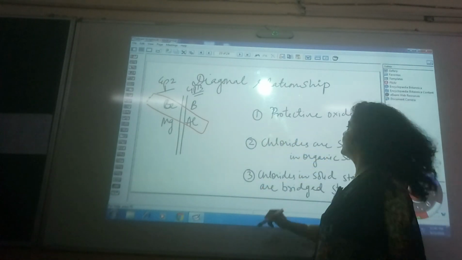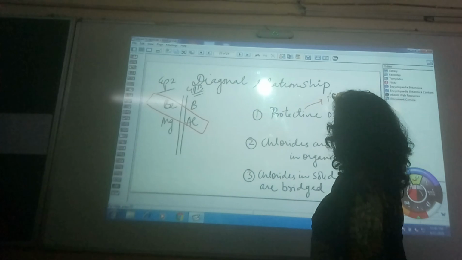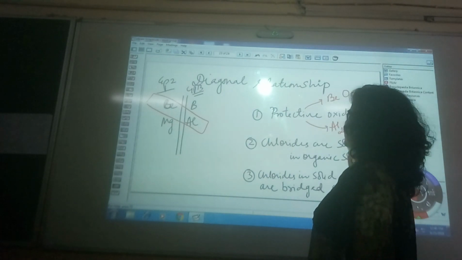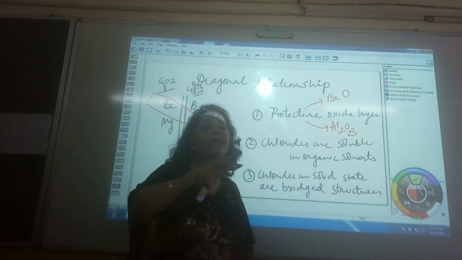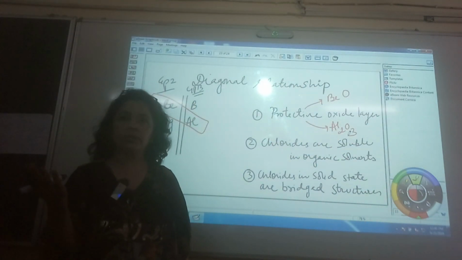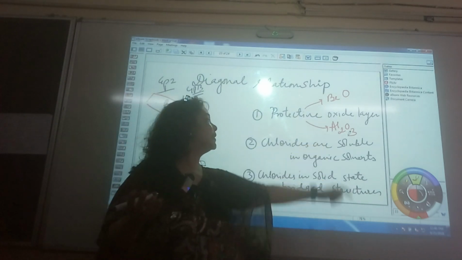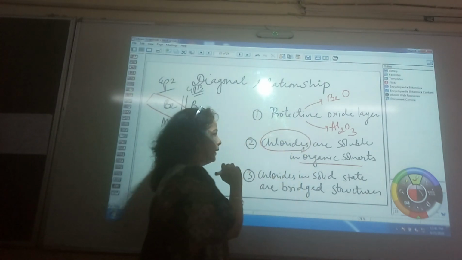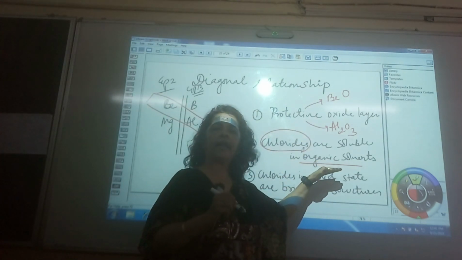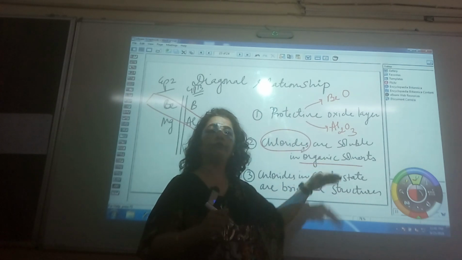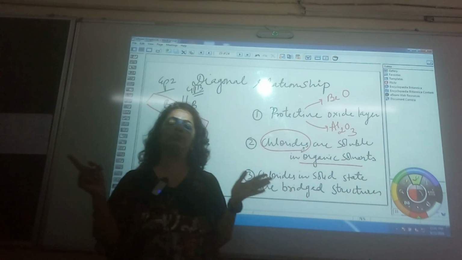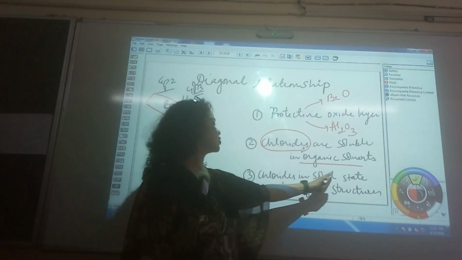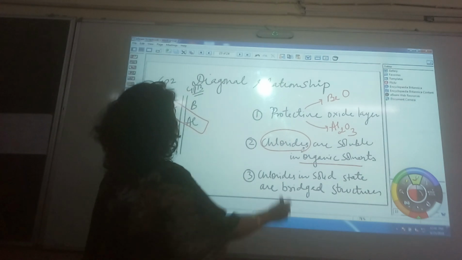The first similarity is that beryllium and aluminium both form a protective oxide layer. This protective oxide layer makes them inert. It does not allow them to react further. The chlorides are soluble in organic solvents. I will be doing the chlorides in detail a little later. But if they are soluble in organic solvents, it clearly indicates the formation of covalent bonds, because covalent compounds are soluble in organic solvents. The last similarity: chlorides in their solid state are bridged structures.